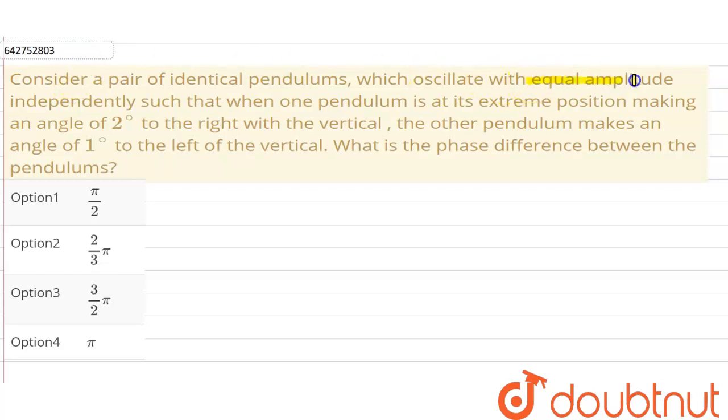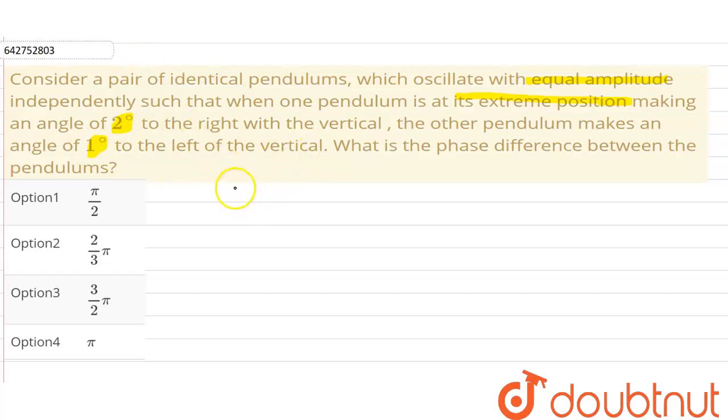Hello everyone, so our question is: consider a pair of identical pendulums which oscillate with equal amplitude independently such that when one pendulum is at its extreme position making an angle of 2 degree to the right with the vertical, the other pendulum makes an angle of 1 degree to the left of the vertical. What is the phase difference between the pendulums?